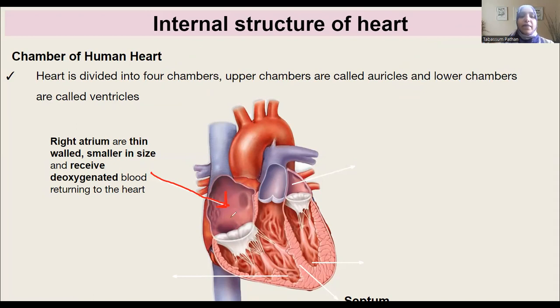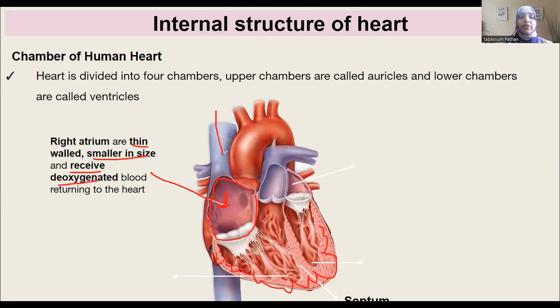The right atrium is thin walled, as you can see. The thickness of this muscle, the myocardium, is thin as compared to the ventricles, which have a thick lining. Whereas the auricles, the wall is very thin. So thin wall, smaller in size as compared to the ventricles. They receive what? Deoxygenated blood.